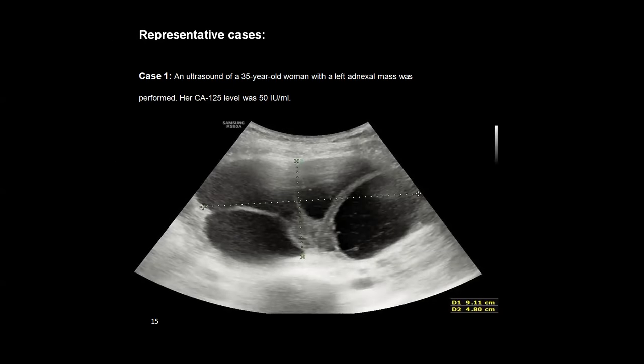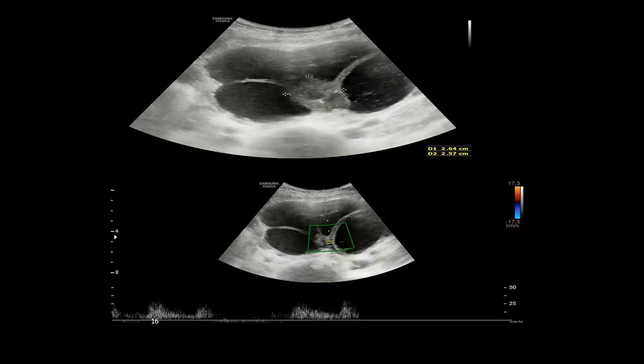This is the case of a 35-year-old woman who presented with a left adnexal mass and CA-125 levels of 50 international units per ml. The lesion's maximum diameter was 91 mm. The lesion is multilocular with less than 10 locules. There is a solid component with a maximum diameter of less than 20 mm, no acoustic shadowing, and no ascites. However, there is minimal color flow.